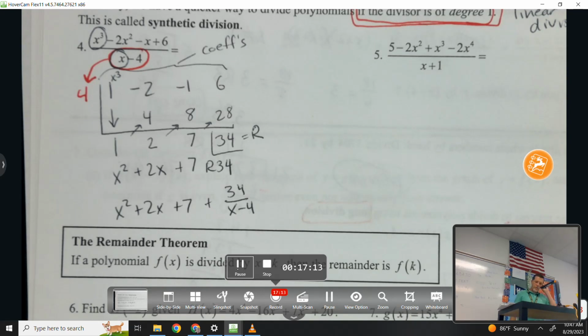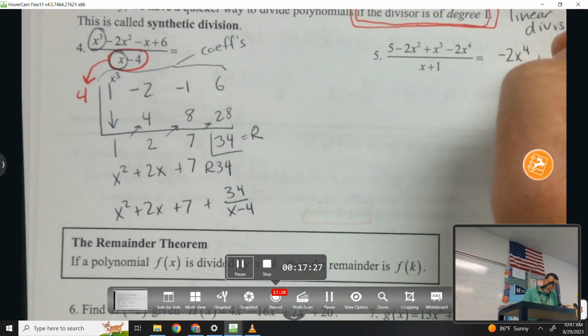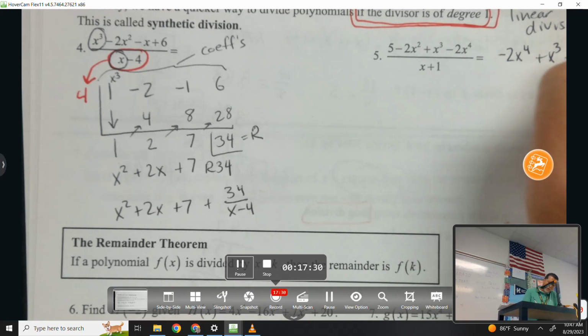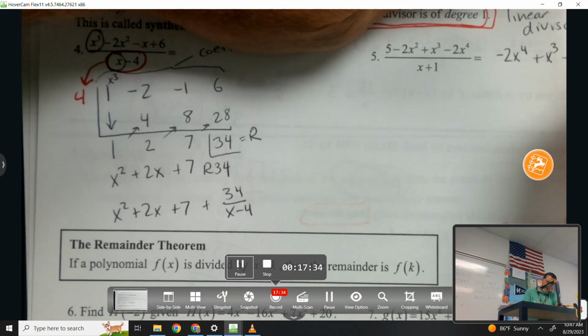Let's do number 5 together. What's wacky about number 5? There's a number at the front. It's out of order. On a related note, it's out of order. So I'm going to write it in order. Negative 2x to the 4th plus x cubed minus 2x squared plus 5.